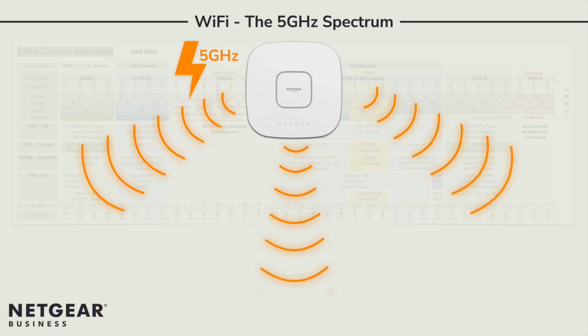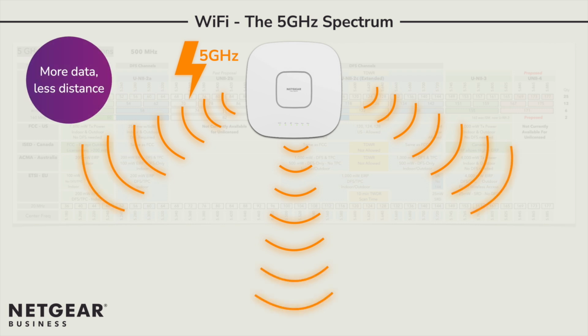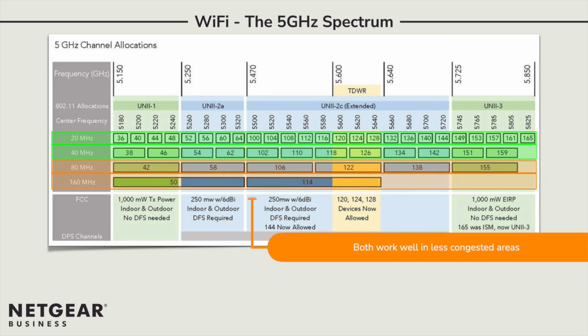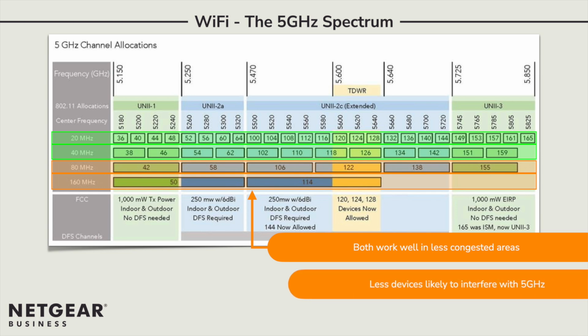This is a higher frequency, therefore it's able to transmit data quicker than 2.4 GHz, however, not as far. Again, users are able to determine the width of each channel with the addition of two larger choices, those being 80 MHz and 160 MHz, which both work well in less congested areas. And while interference from other devices utilizing the same radio space is possible, there are less of those devices likely to interfere with the signals.